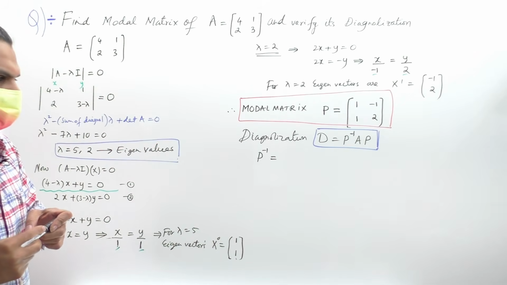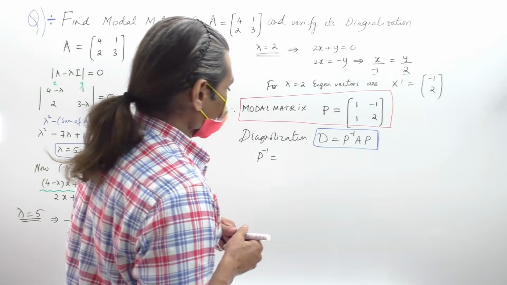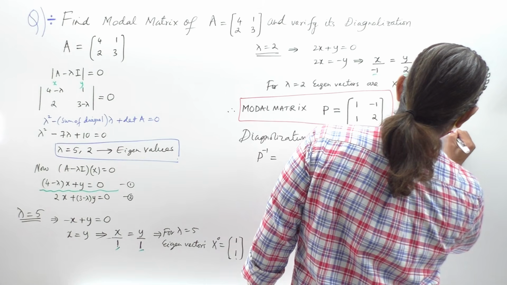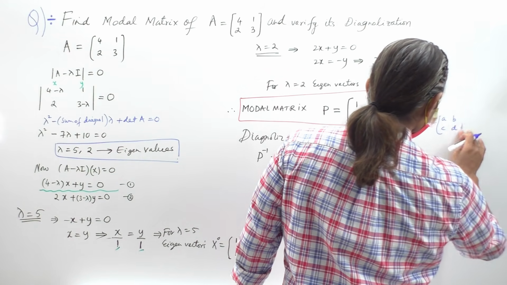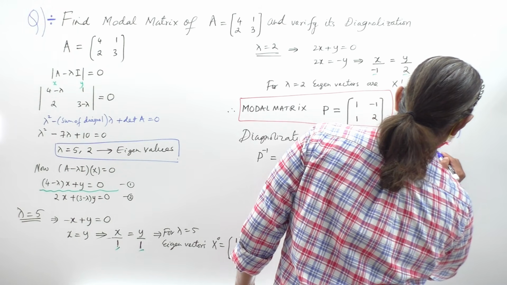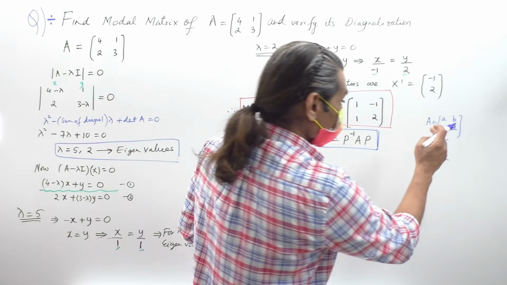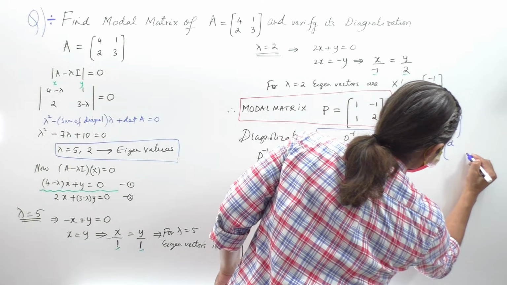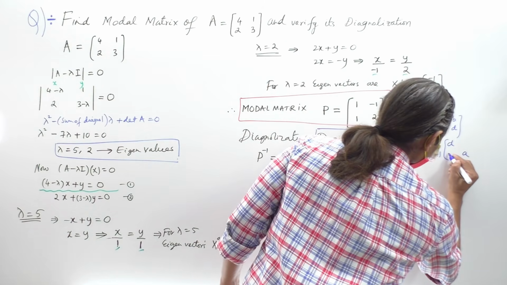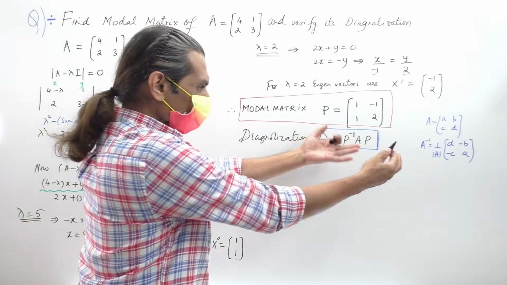P inverse can be found in two ways. One is the traditional formula you studied in the old standards. If A matrix is equal to A, B, C, D, then we can simply write A inverse is equal to 1 upon determinant of A into the matrix. So what do we do here? Simply A and D interchange, the diagonal elements get interchanged, and the remaining elements have a negative sign, minus C, minus B. That's all.